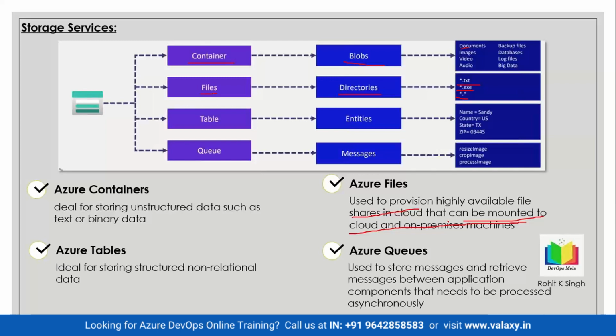I'll show you later in this course how exactly we mount and make use of file share storage in cloud. Okay, so these are the two things: Azure Containers, dealing with unstructured data such as text and binary, and Azure Files. These are the two things which you will use a lot when you're working with Azure storage.